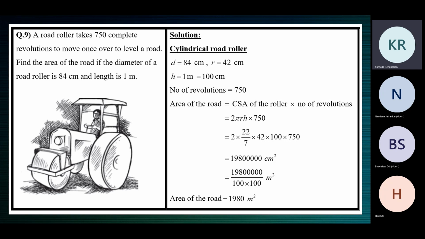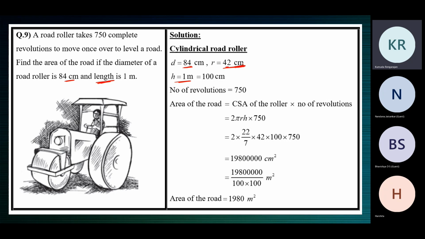So what you have to be careful about here is that the radius is in centimeter. Diameter is 84, so half of 84 is the radius, 42 centimeter. But the length which is given here is the height of the cylinder. The height of the cylinder is 1 meter.